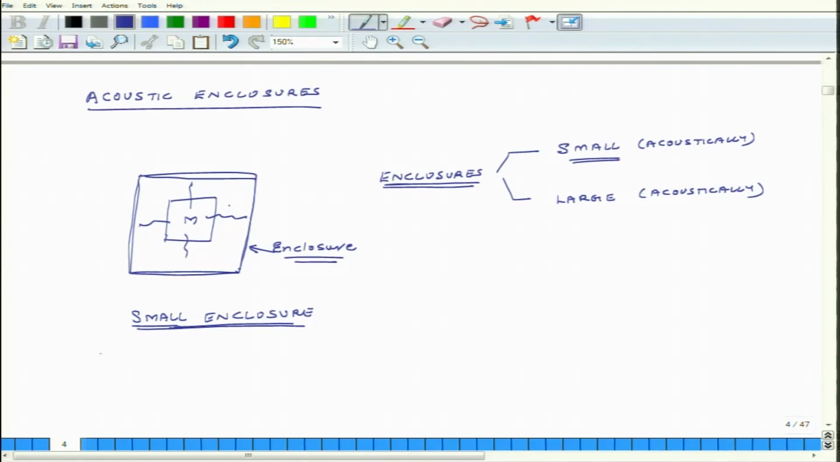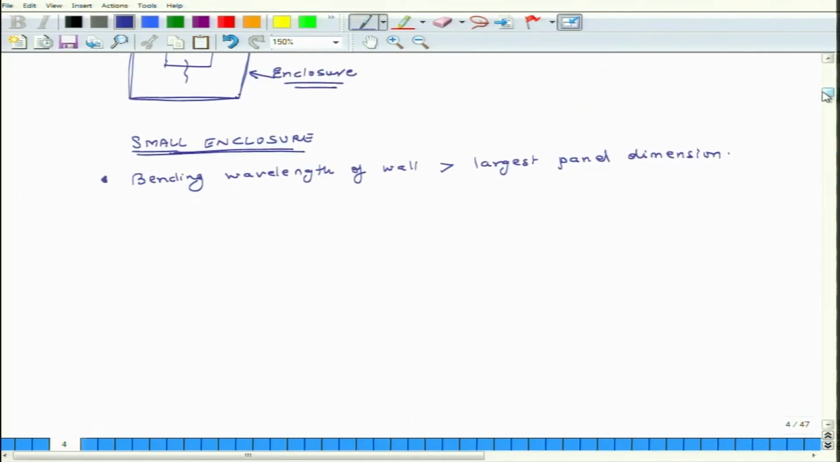So, an enclosure is acoustically small if it meets the following two conditions. The first condition is that the bending wavelength of the wall is large compared to the largest panel dimension. We will explain that. This is the first condition it has to meet.